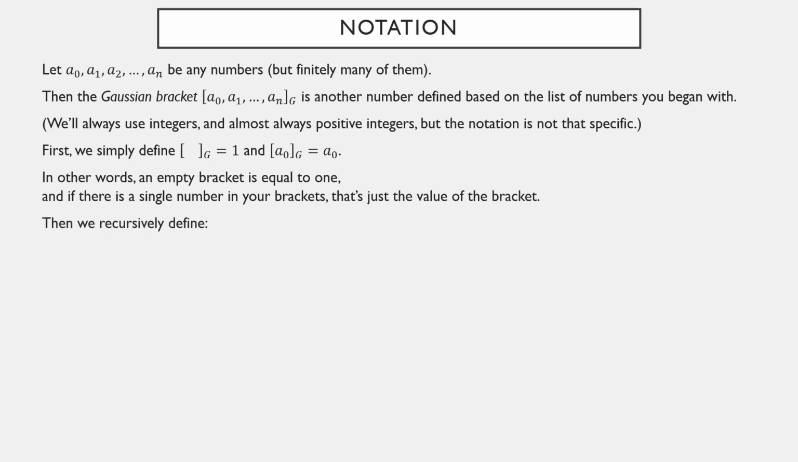The real fire comes in its recursive definition. If you have a list of numbers in our Gaussian bracket, a0 through an, by definition, the way we're going to compute that is by pulling out the last term of the list, multiplying it by the Gaussian bracket of everything up to but not including that last term, but then adding in the Gaussian bracket that stops 2 terms prior. Notice that the first Gaussian bracket we compute is multiplied by the value an, but the second Gaussian bracket is just there by itself. It's being multiplied by 1.